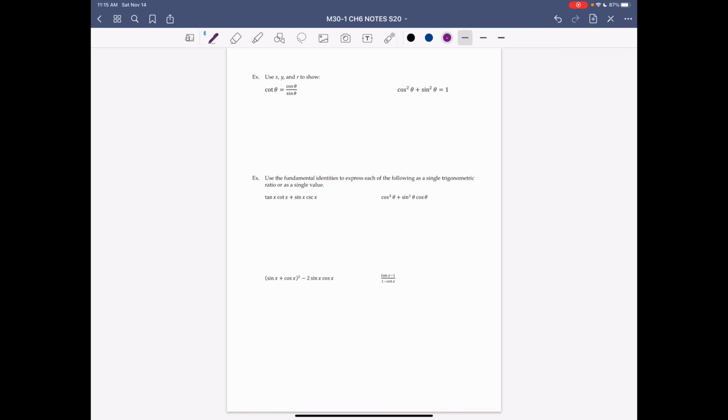Use x, y, and r to show the following. First one, cotan theta equals cos theta over sine theta. Normally we would only manipulate one side of the identity to show that it equals the other side, but in this case we want to use x, y, and r, so we're going to manipulate both sides of the identity.